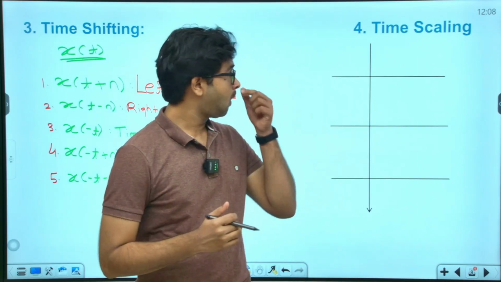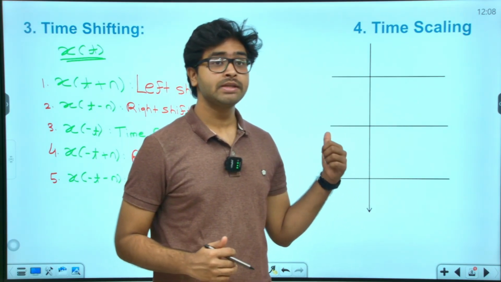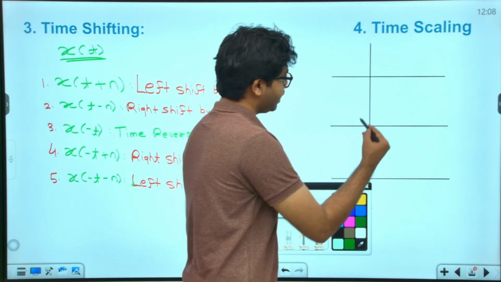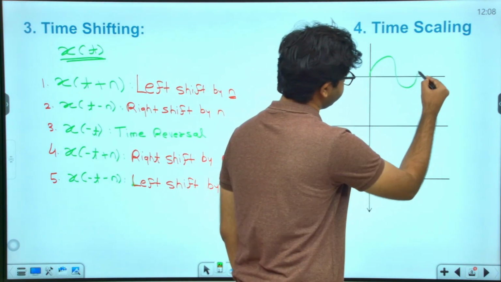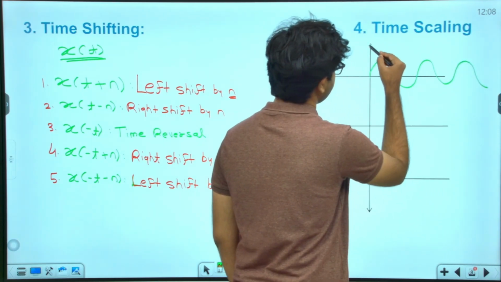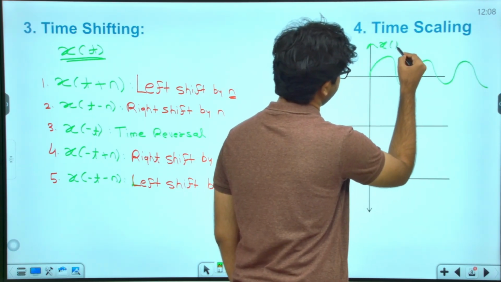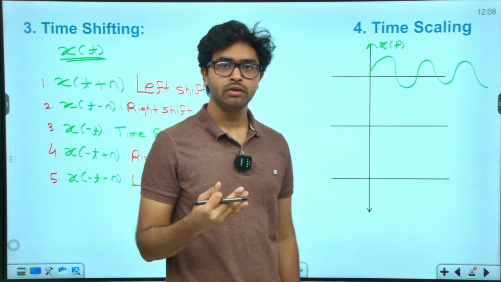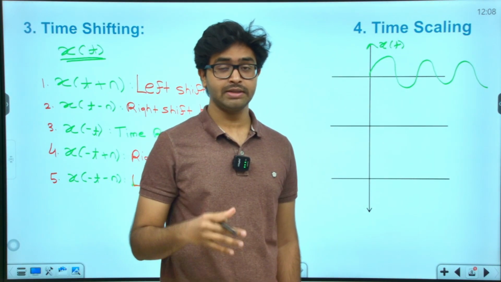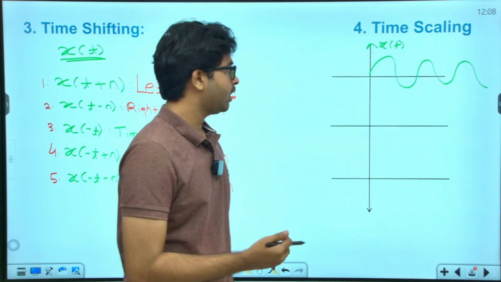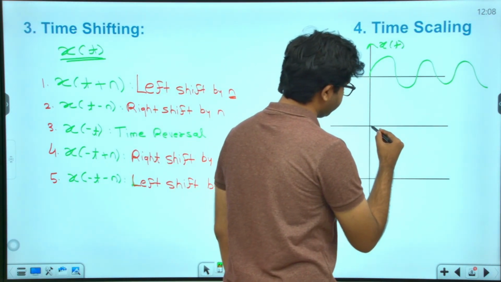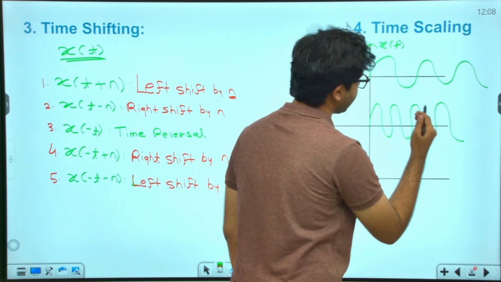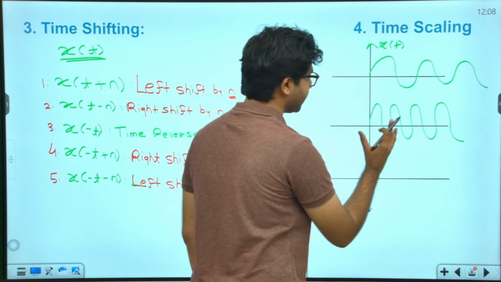Then last is the time scaling property. Let's again take the sinusoidal curve. This is the sinusoidal curve. I have x of t. Time scaling means what? The compression or the decompression, or what we can say expansion and compression. So if I do the compression, the graph will look like this. The sinusoidal curves are compressed.